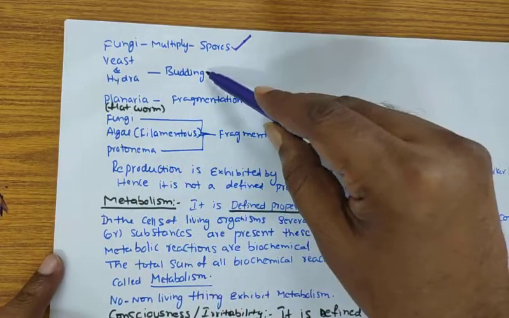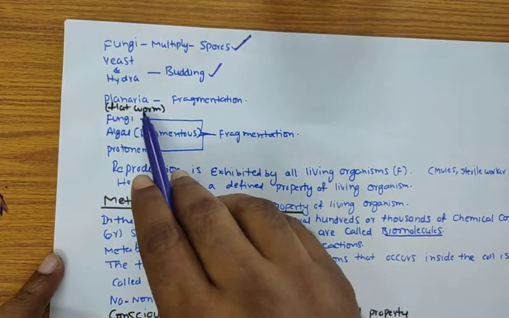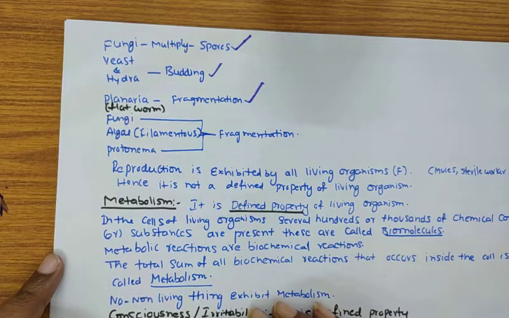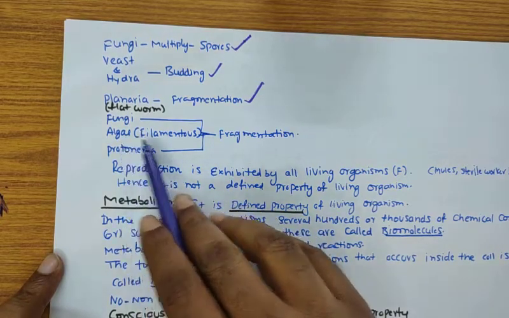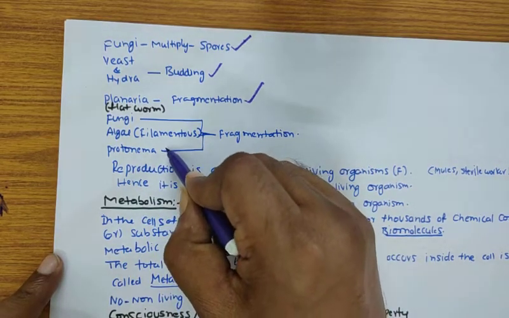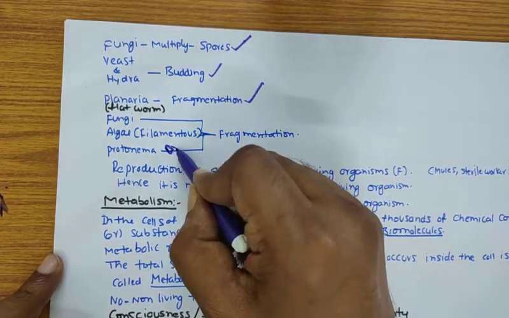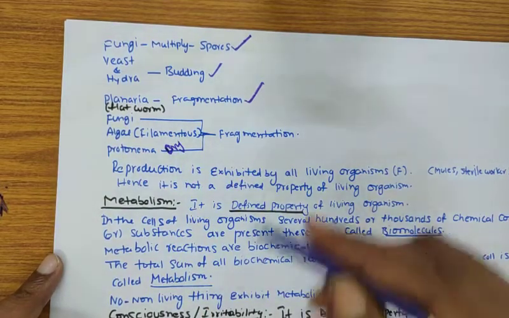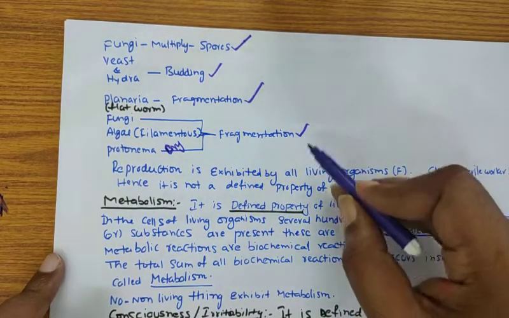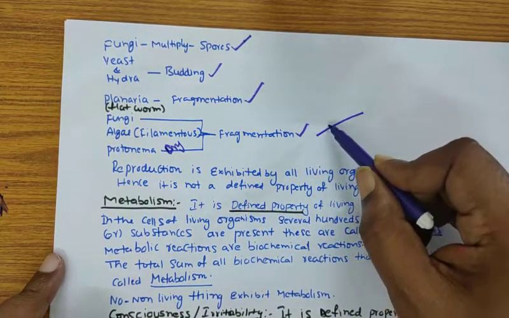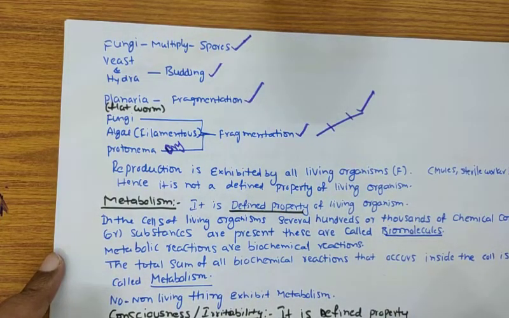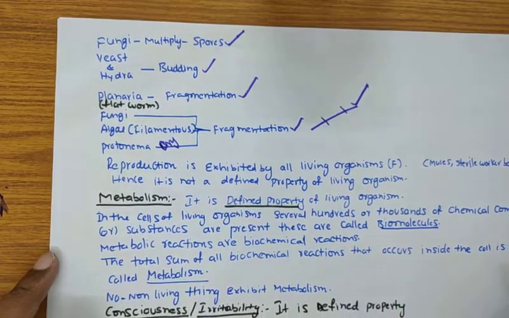Asexual reproduction in fungi, like yeast, multiplies by spores, and in hydra it is by budding. Whereas in planaria, a flatworm, reproduction takes place by fragmentation, asexual reproduction. Like in filamentous algae and in the protonema of mosses, the bryophytes, vegetative reproduction, meaning asexual reproduction, takes place by fragmentation. What is the meaning of fragmentation? The plant parts can break into small pieces, each of which can develop into a complete plant. That reproduction is called fragmentation.